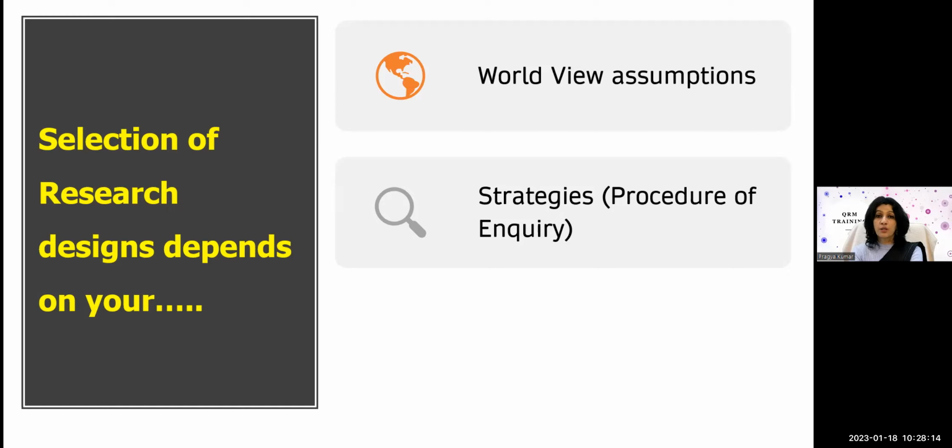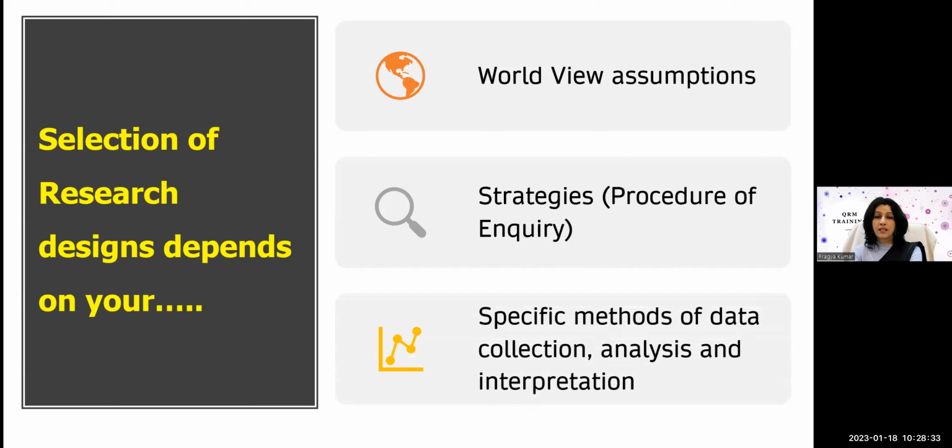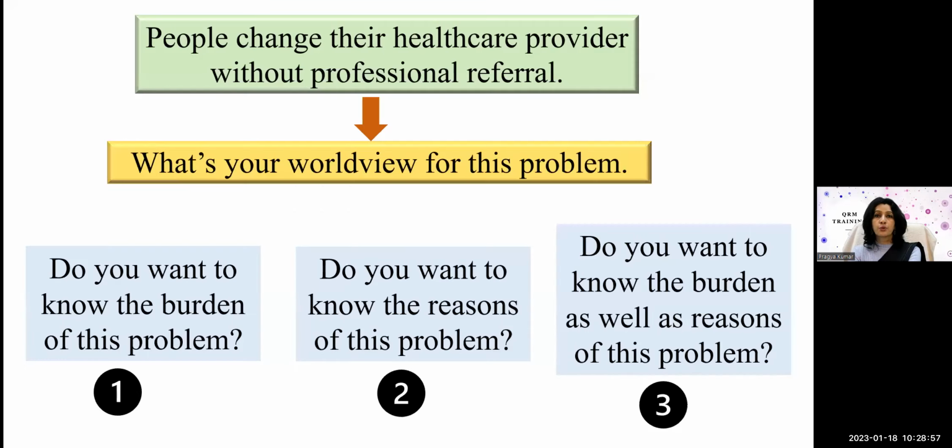That we know as the worldview assumption. So what is the worldview, or what is the research paradigm: positivism, constructivism or pragmatism? It depends on what type of research design we will choose. The second is the strategies or procedures of inquiry. What strategies are we going to follow? And third is the specific method of data collection, analysis, and interpretation. So the worldview assumption includes the ontology, and the strategy includes the type of research method, whether it is quantitative, qualitative, or mixed, and then what type of data collection method you are going to adopt. That is the third point which you should have.